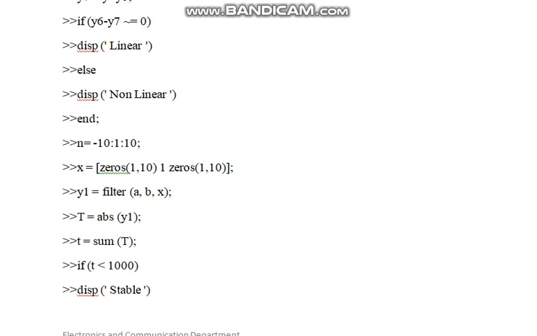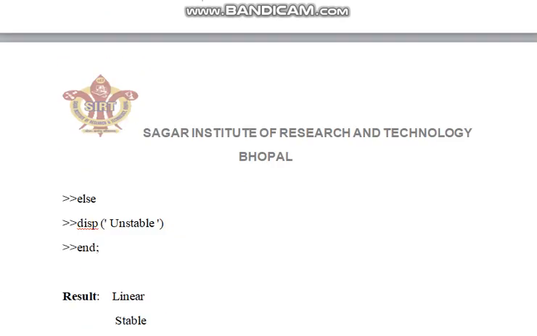If T is less than 1000, it should be less than infinity. For infinity we have assumed a large number, 1000. If the value is less than 1000, then it will display stable, else it will display unstable. So with this we conclude whether the result of the system is linear and stable.